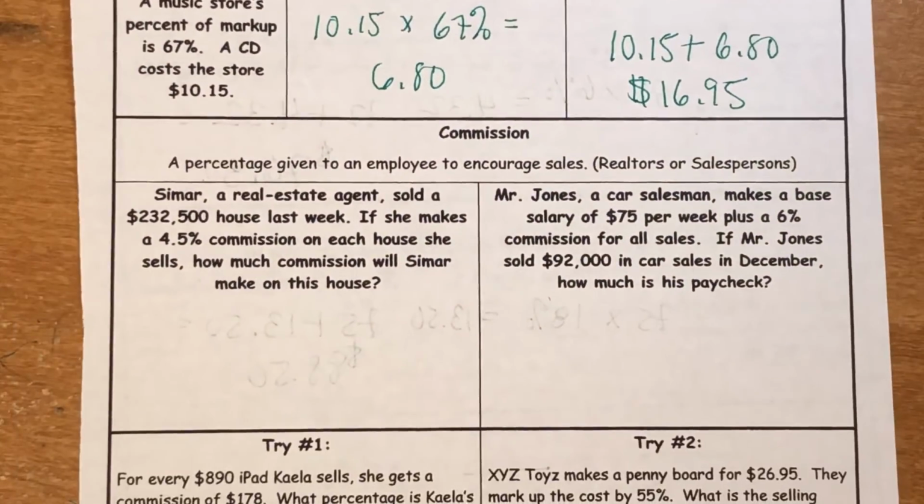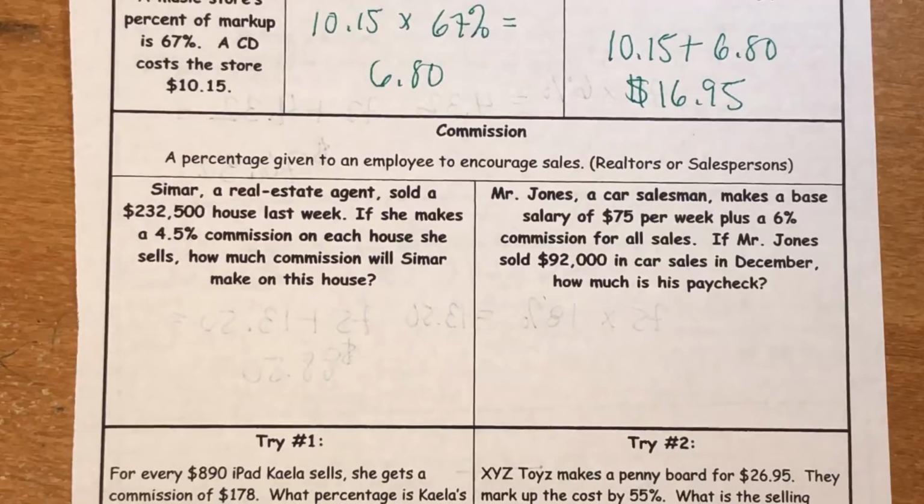Commission. All right, commission is when a percentage is given to an employee to encourage sales. So a lot of real estate agents and car salespeople will get a commission. They get a percentage of whatever they sell. So same with commission, you are multiplying by the percentage.